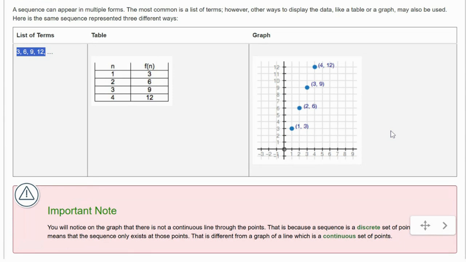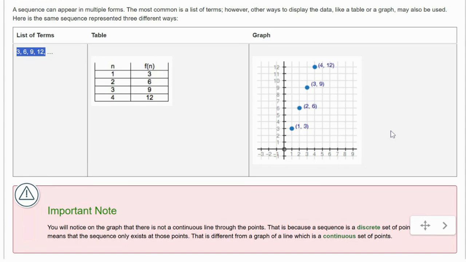So the domain of an arithmetic sequence is going to be the same for every single arithmetic sequence. It's going to be integers greater than 0. Or you could say integers greater than or equal to 1. Because you can only have first term, second term, third term, fourth term. You can't have a 1.6 term. You can't have a 0th term. You can't have a negative fourth term. It has to be 1, 2, 3, 4, 5. That's the domain of every single arithmetic sequence.